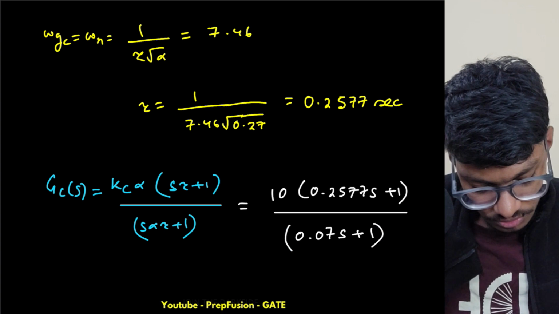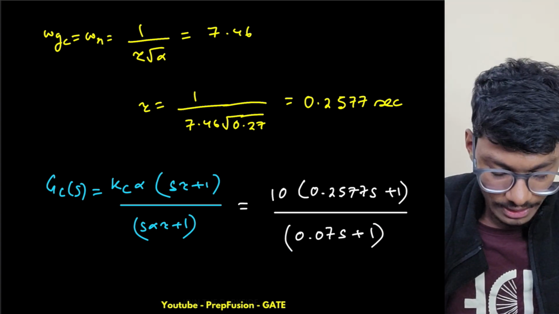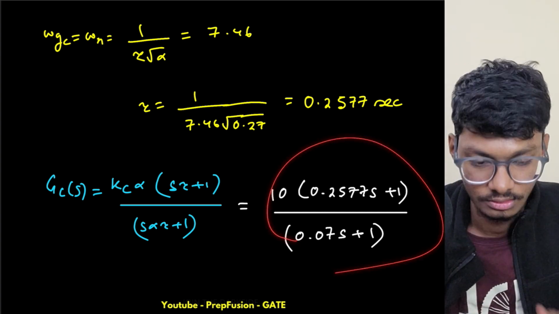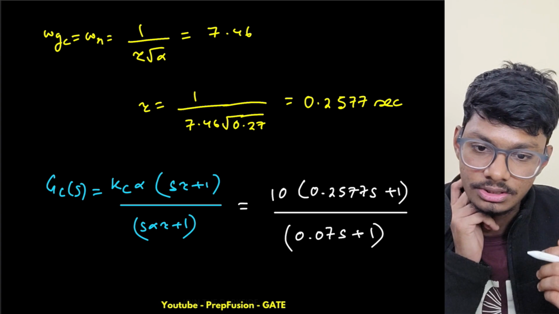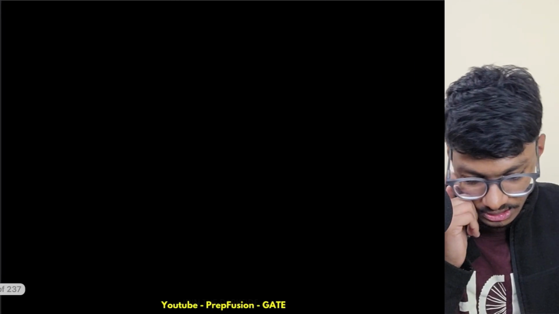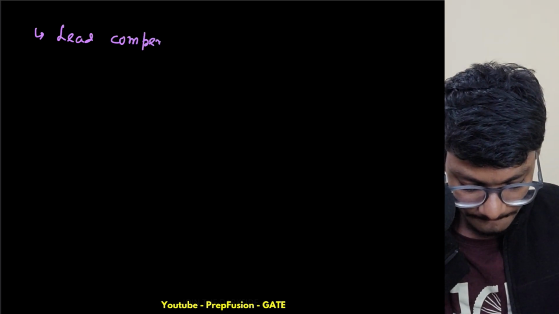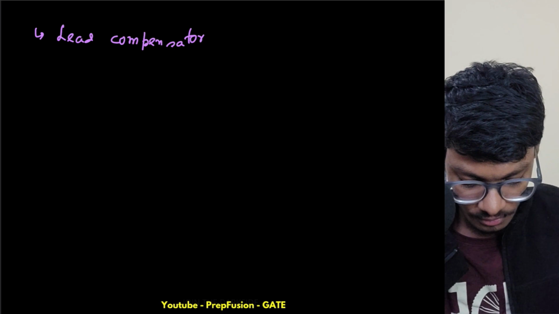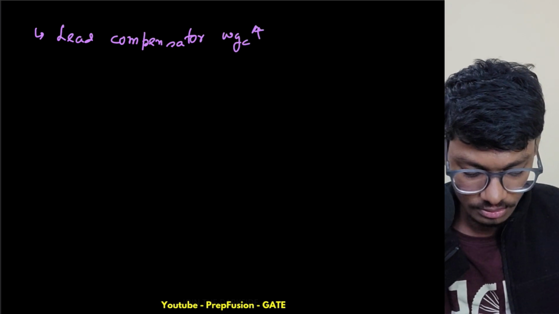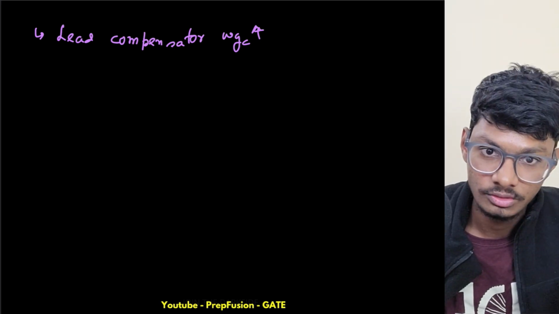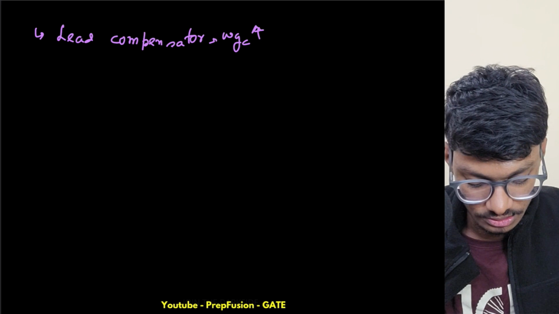Okay, so this is the case. Now here, what is happening? With the introduction of this lead compensator, I told you that omega GC is increasing. Omega GC increases, and what happens? The bandwidth also increases with compensation. So these two things increase: omega GC and bandwidth.